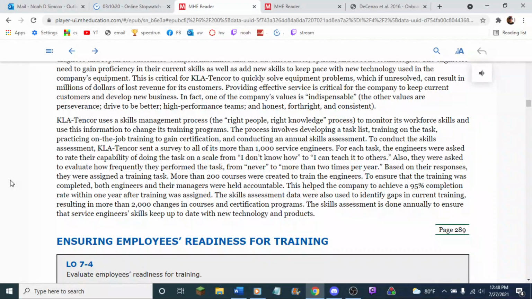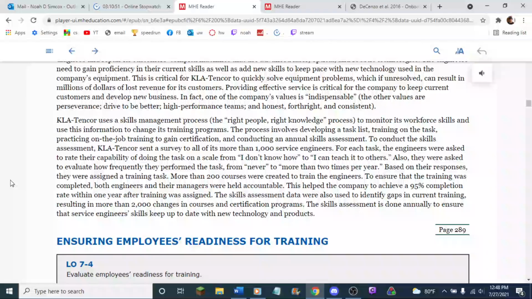More than 200 courses were created to train the engineers. To ensure that the training was completed, both engineers and their managers were held accountable. This helped the company to achieve a 95% completion rate. Within 1 year after training was assigned, the skills assessment data were also used to identify gaps in current training, resulting in more than 2,000 changes in courses and certification programs.